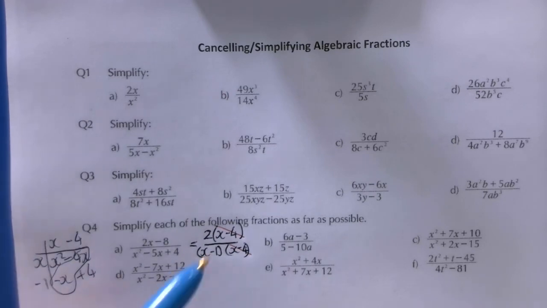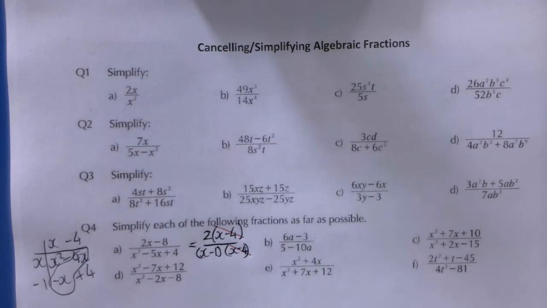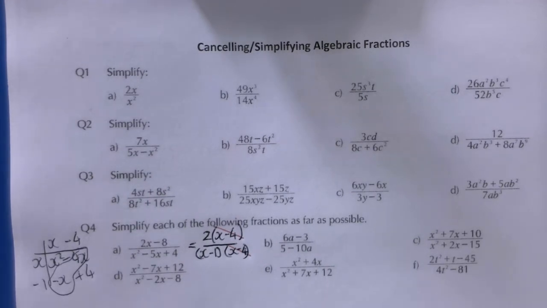and my answer therefore is 2 over x minus 1. I don't actually need to put brackets around the x minus 1 when I write that final answer. However, it doesn't actually matter. It doesn't make it right or wrong.